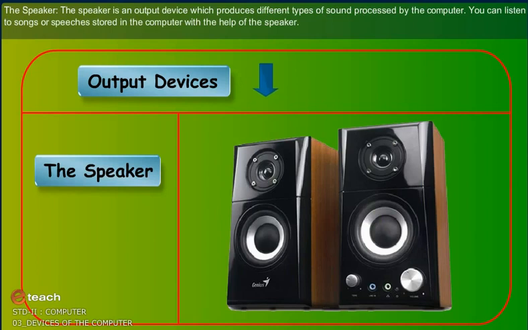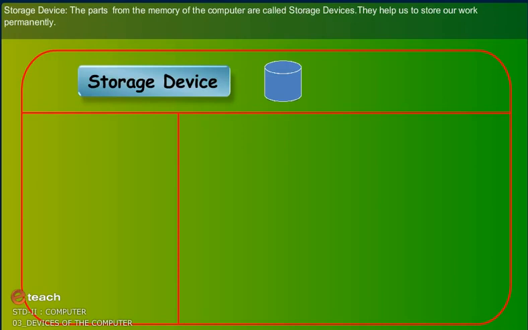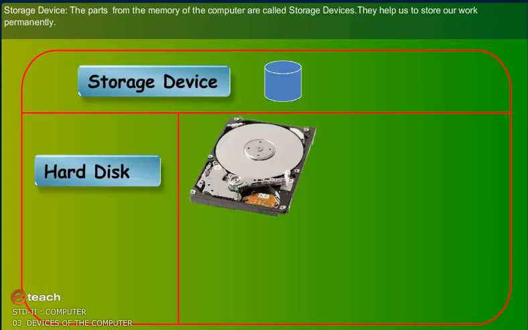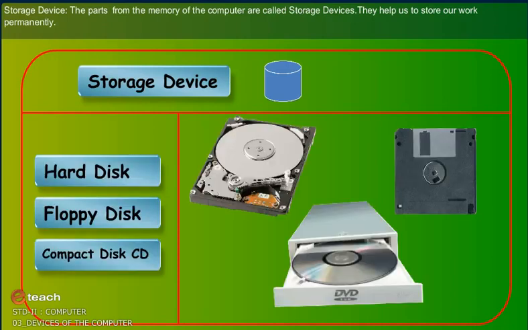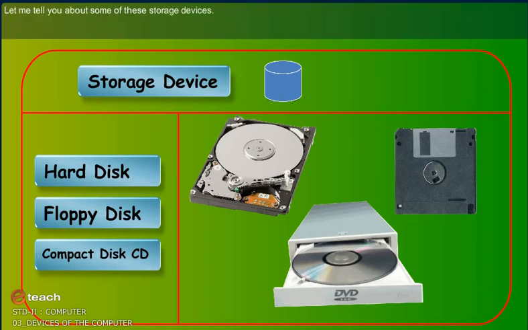The speaker. The speaker is an output device which produces different types of sounds processed by the computer. You can listen to songs or speeches stored in the computer with the help of the speaker. Storage device. The parts from the memory of the computer are called storage devices. They help us to store our work permanently. Let me tell you about some of these storage devices.